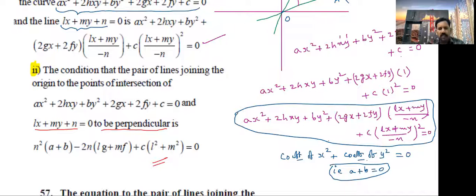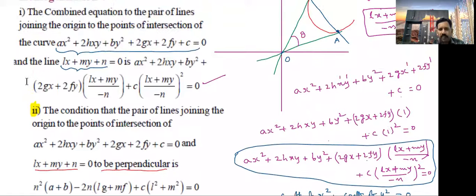Okay, all of you understood, students? This concept you already know very well from IPE. Same like that in objective also.